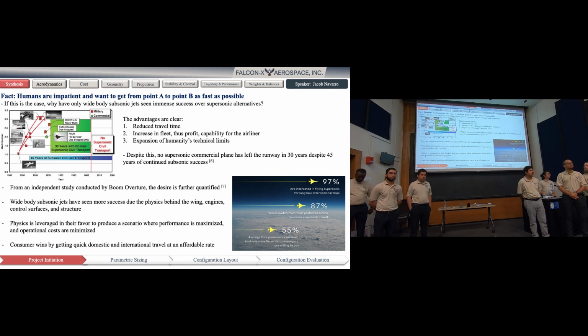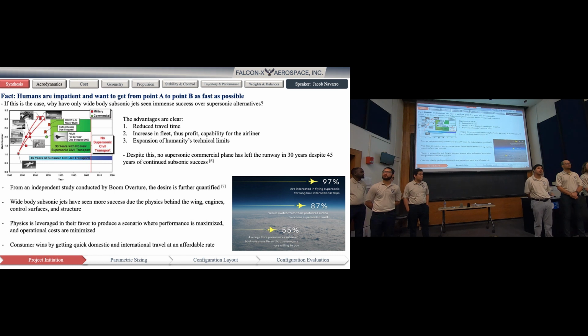The fact is, though, humans are impatient and we want to get from point A to point B as fast as possible. So if that's the case, why have subsonic wide-body jets seen 45 years of continued success while we've seen 30 years of no supersonic civil transport? The answer to that's a little complicated.